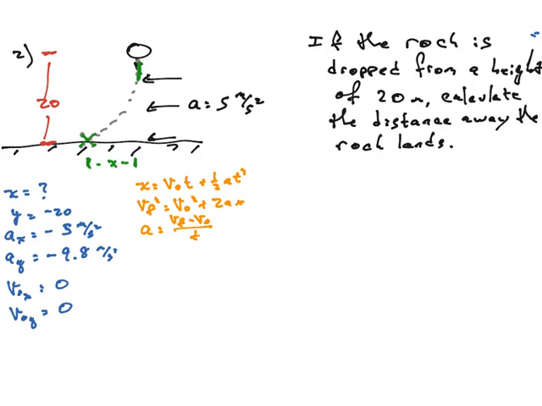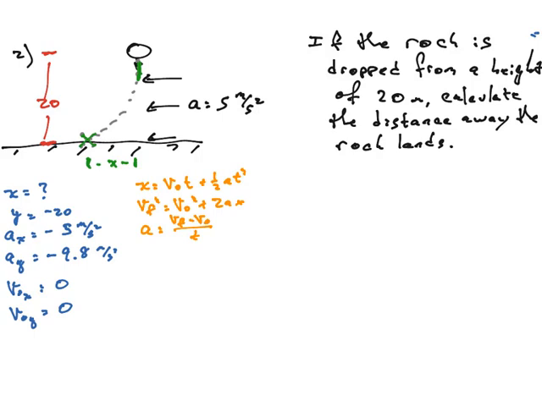I'm looking for an x distance. Does the first equation have a distance in it? Yeah, x. Okay, do I know everything else about the problem? Let's see, I need to know the initial velocity in x. I know that, that's 0. I need the acceleration in x. I know that. That's 5, negative. Do I know t? All right, I don't know time. So I can't use that.